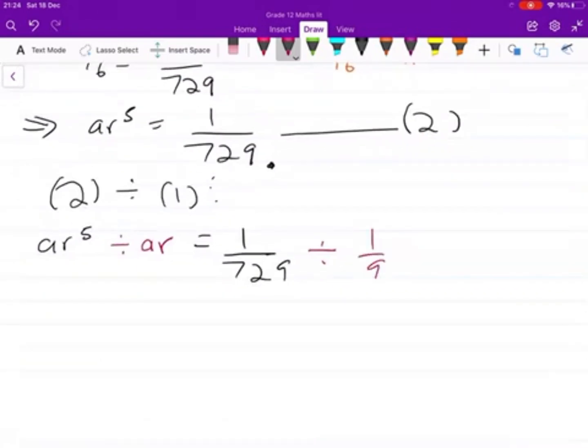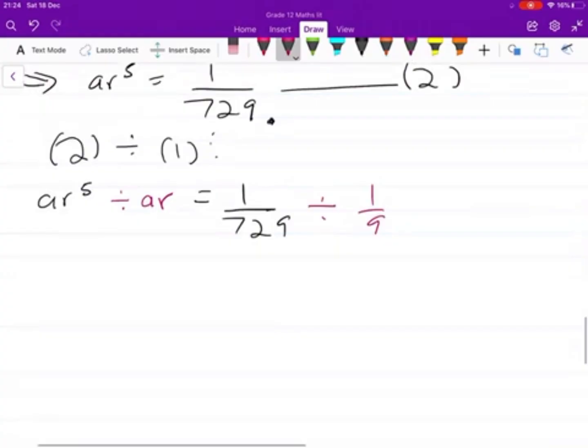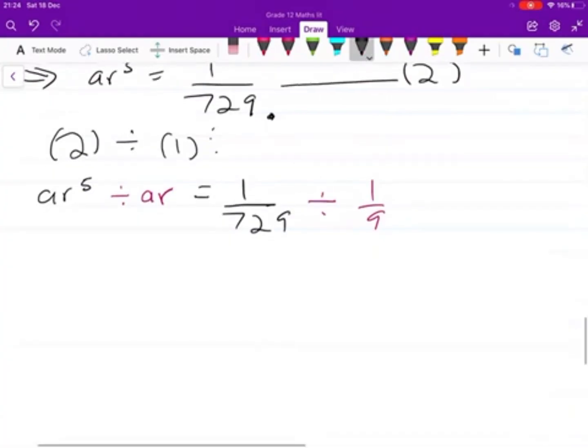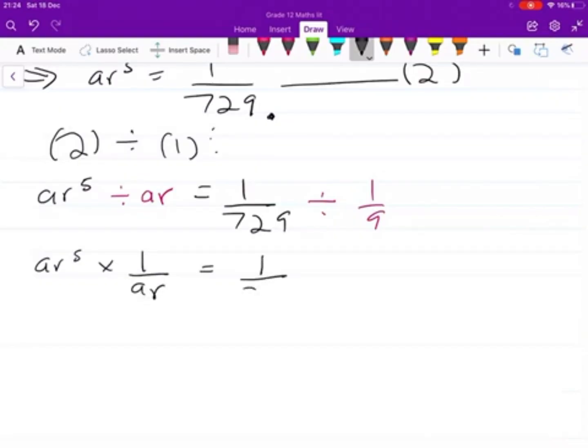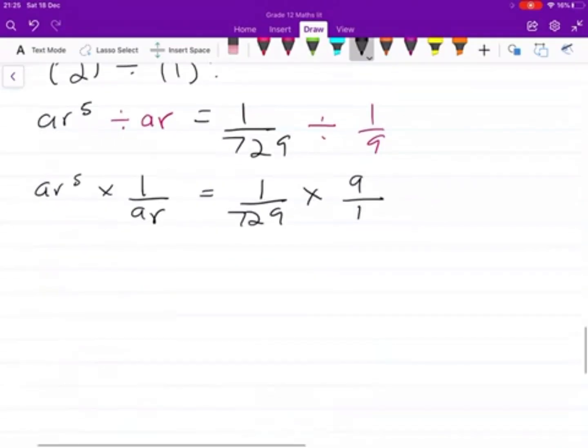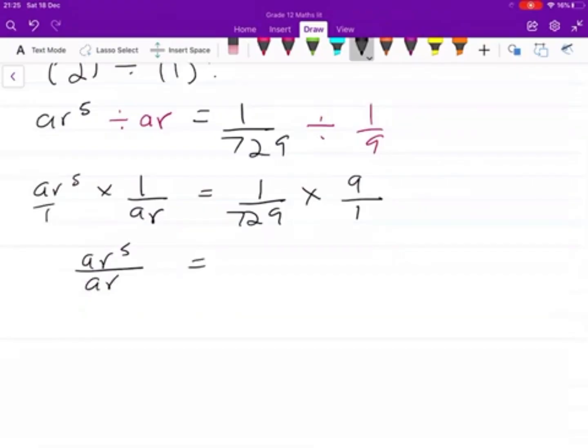Basically you're just putting things as they are. What is on the left-hand side goes to the left-hand side, what is on the right-hand side goes to the right-hand side. So this is AR to the exponent 5 times 1 over AR. This is 1 over 729 multiplied by 9 over 1. So this is AR to the exponent 5 divided by AR. This is 9 over 729, 9 divided by 729. We're going to continue from there.